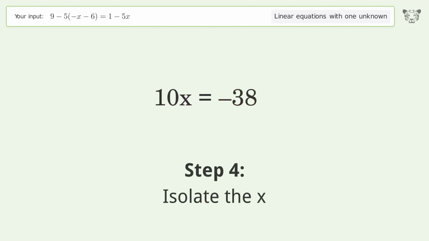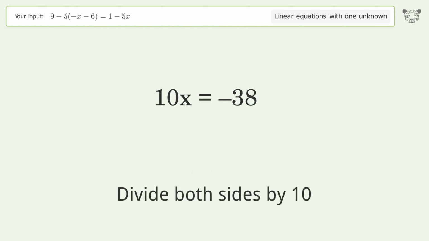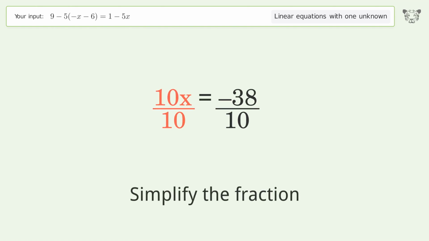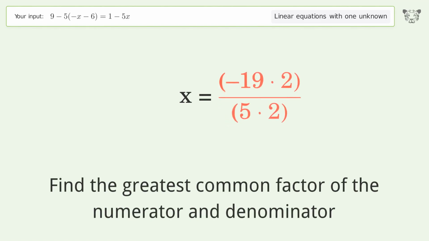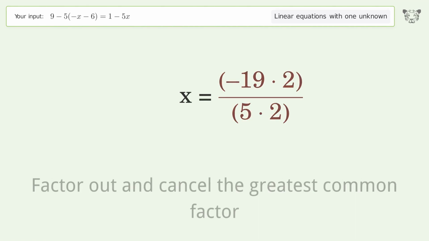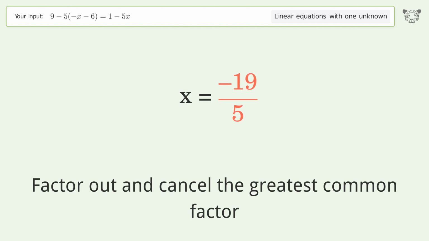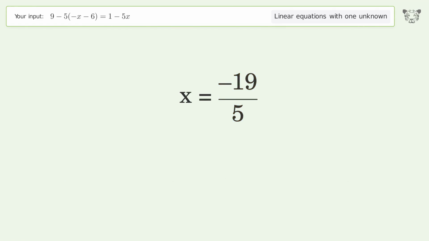Isolate the x. Divide both sides by 10. Simplify the fraction. Find the greatest common factor of the numerator and denominator. Factor out and cancel the greatest common factor. And so the final result is x equals -19/5.